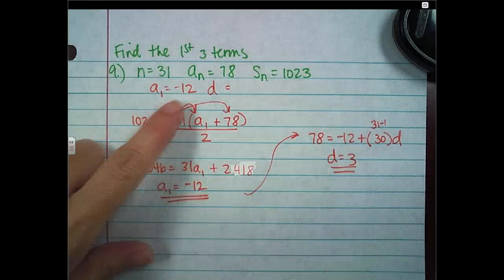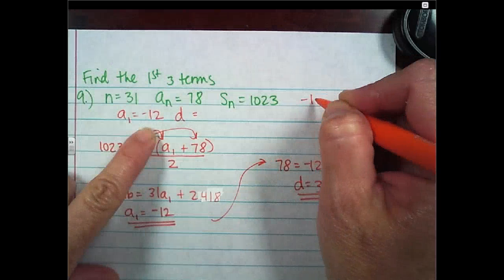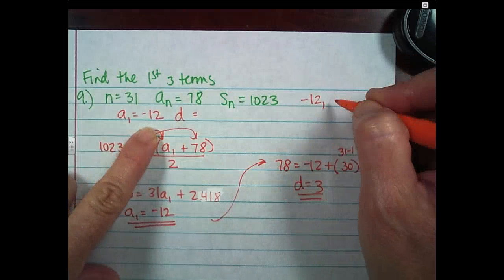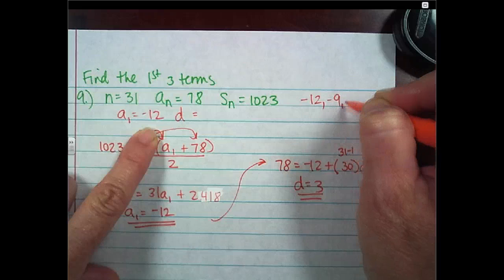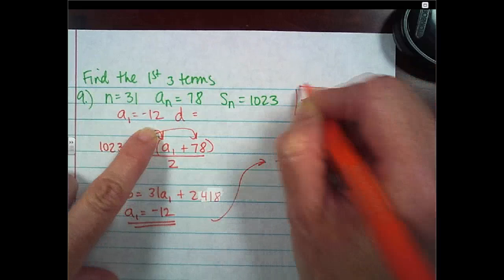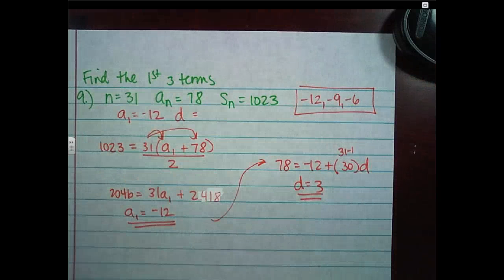So your first answer was -12. Add 3 to give you -9, and add 3 more to give you -6. There's your first three terms. Okay, you're done, you can start your homework.